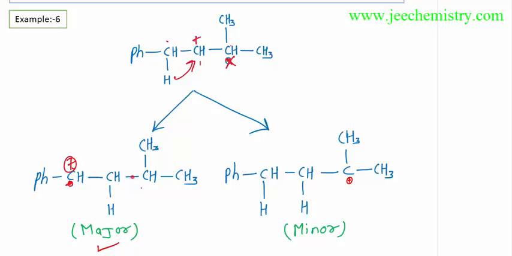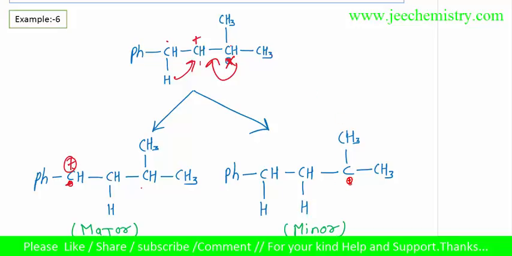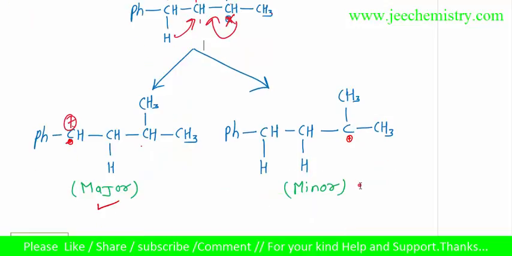This is a major product because here is a phenyl. Phenyl will stabilize it by conjugation, by resonance. If the carbocation shifts to this other position, this H will go to this position. Now this plus charge will form. This plus charge is a tertiary carbocation, but the other is more stable because it provides conjugation with the phenyl. It will be more stable than the tertiary carbocation. So this will be our major product, and this will be our minor product.